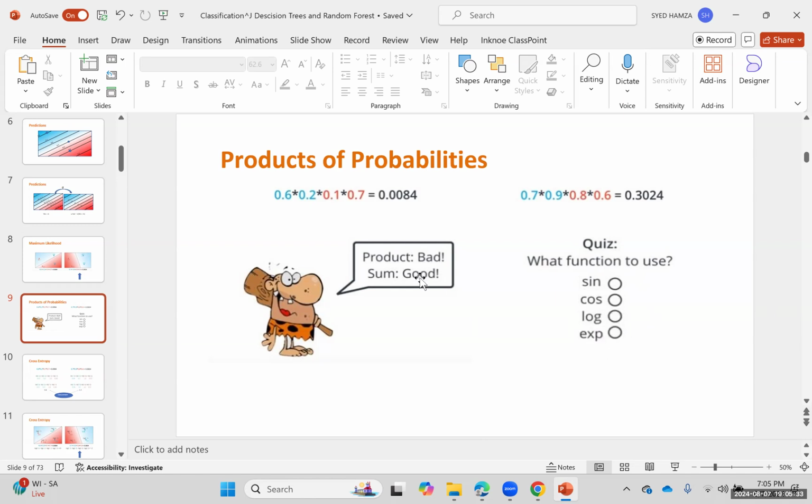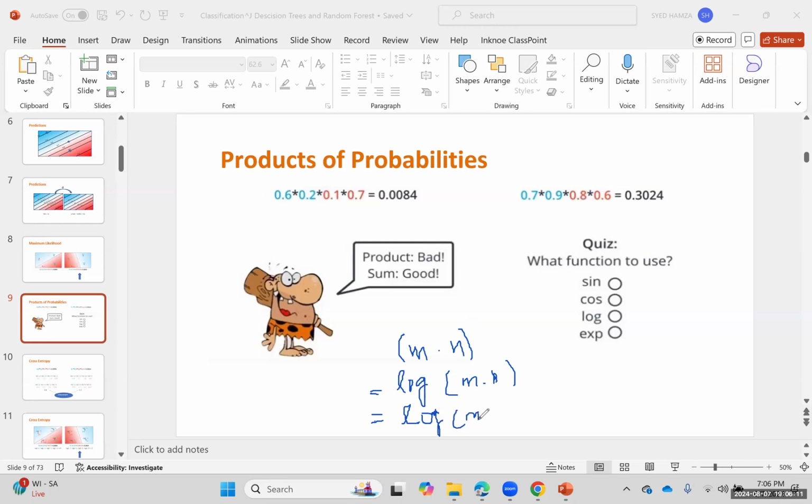So what does the log do? It's a bit of mathematics because it's a statistical part of the algorithm, so you just need to rely on this. Let's say you have two numbers, M and N, in multiplication, and you want to convert it to addition. What you do is you apply log on it. Log of M times N. The log has a rule that when it's multiplication, it will create log of M plus log of N.